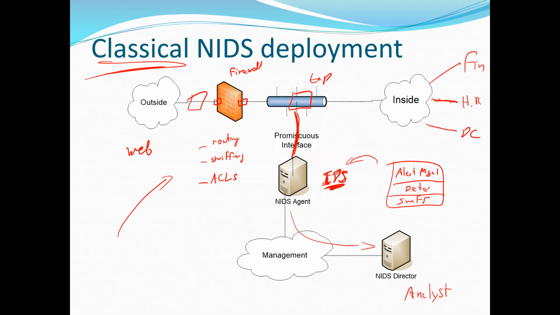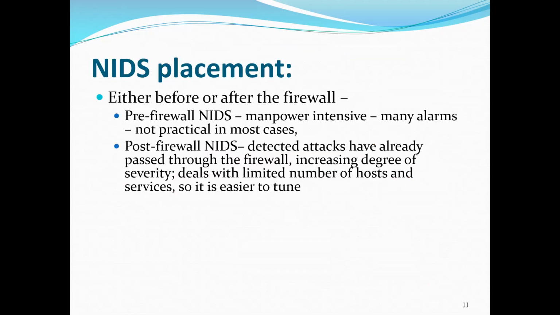like a disgruntled employee or something. But usually, in general, we're thinking of attacks from the outside. Okay. So NIDS placement then is either before or after the firewall. If it's a pre-firewall NIDS, this would be manpower intensive because it's going to generate many alarms, because really the idea is that the firewall would stop some of the attacks, right? So firewalls, in fact, do stop scans and all those kinds of things. And so this is going to just generate more alarms.